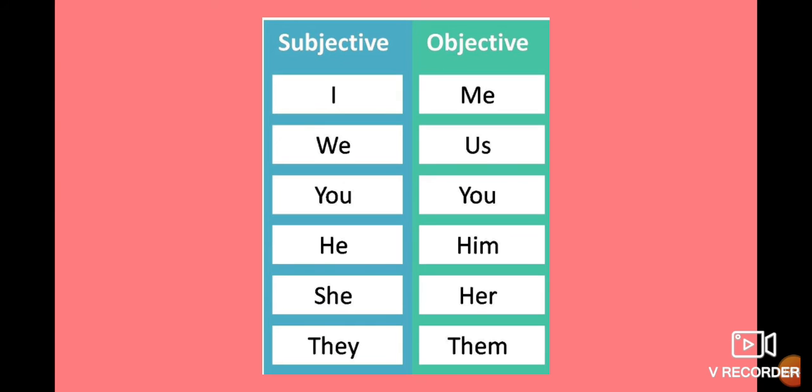Let's see. Now this one is a little chart that is better for understanding what is subjective and what is objective. For example, I, the objective pronoun is me. We, the objective pronoun is us. You, you. He, the objective pronoun is him. She, the objective pronoun is her. And they, the objective pronoun is them. Okay, I, me, we, us, you, he, him, she, her, they, them. And this one is an easy form to learn.